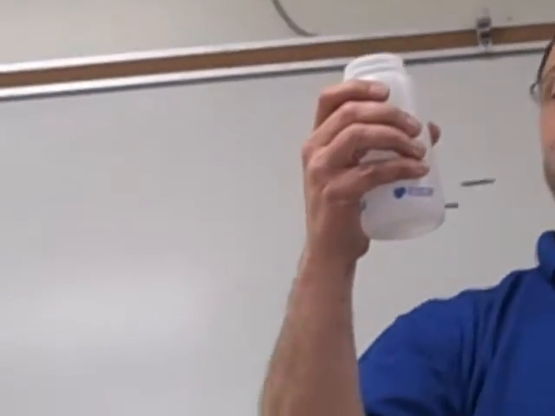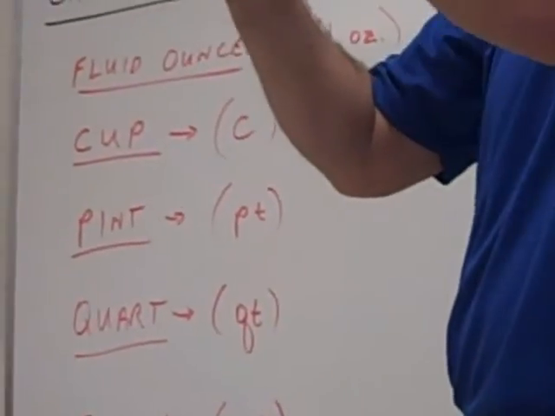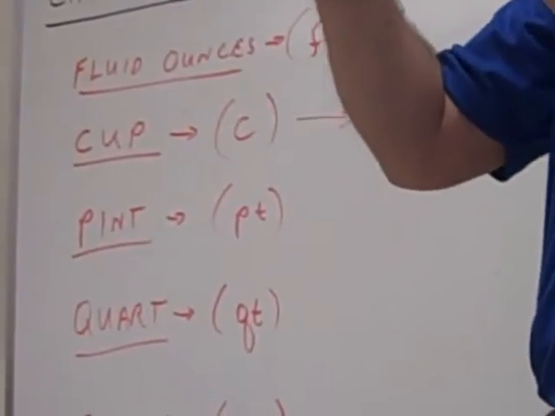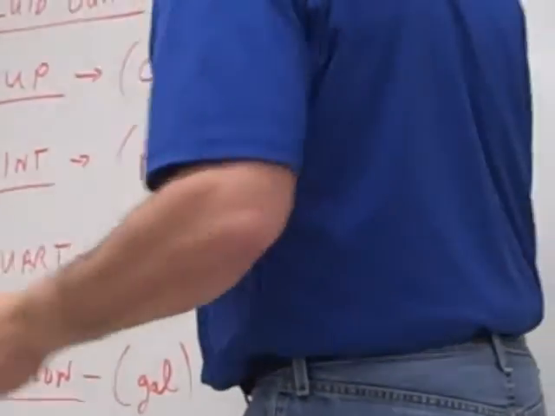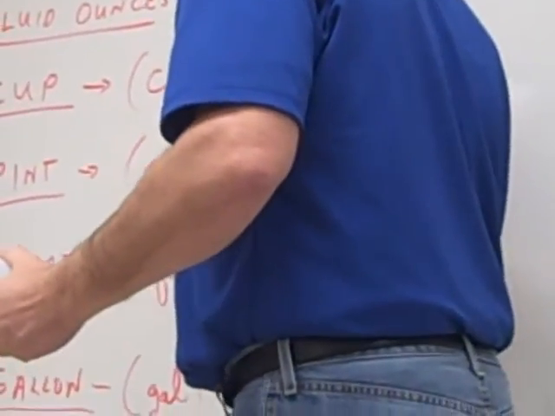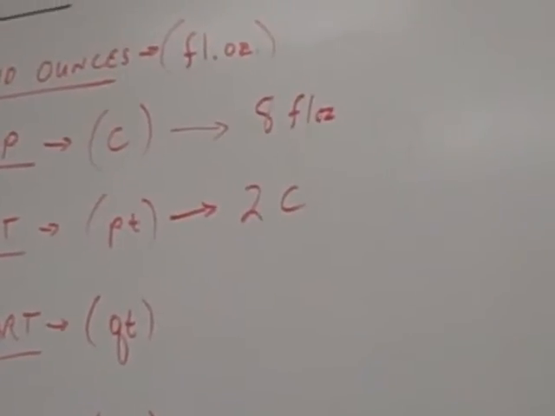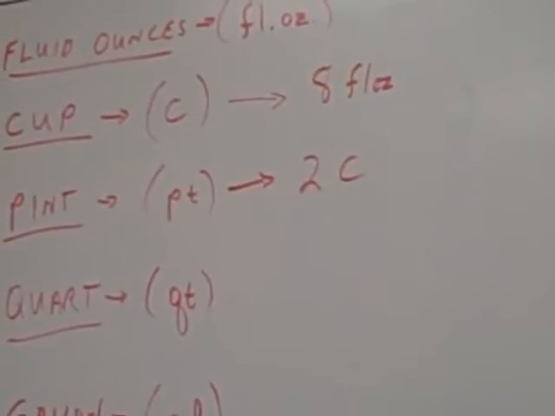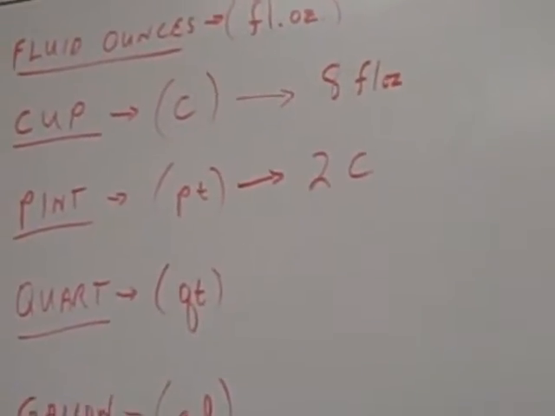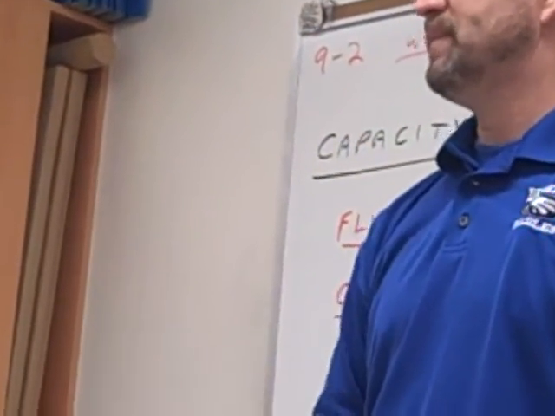2. 2 of them. This says 1 cup, 1 pint. So it takes 2 of these to make a pint. So we're going to put in here 2 C's make a PT. And we fill one up. Well, now let's just play a little bit here.